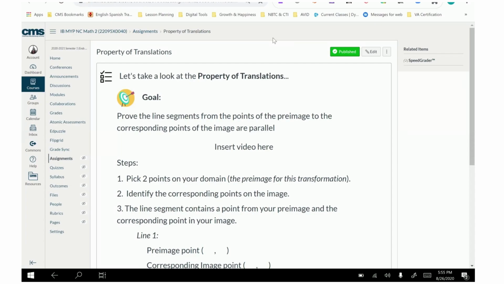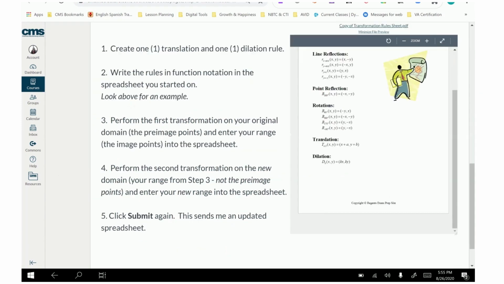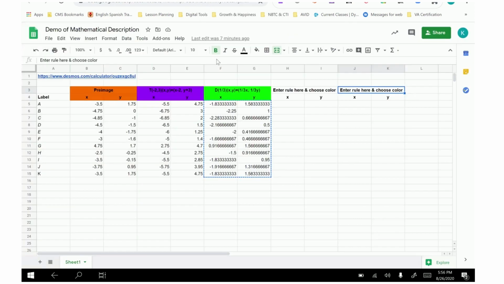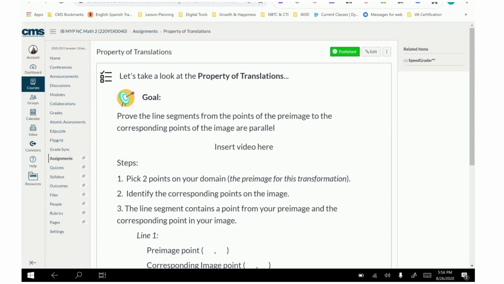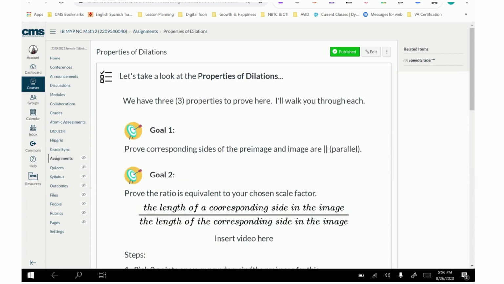Hi, everybody. If you are watching this video, you have completed step 2, part 2, where you created your translation rule, wrote it in function notation, performed the 2 transformations, and hit submit on your spreadsheet. Okay, so now we're ready to move on. Your spreadsheet looks like this, and we are now ready to move to the next step, which is properties of translation and properties of dilation.